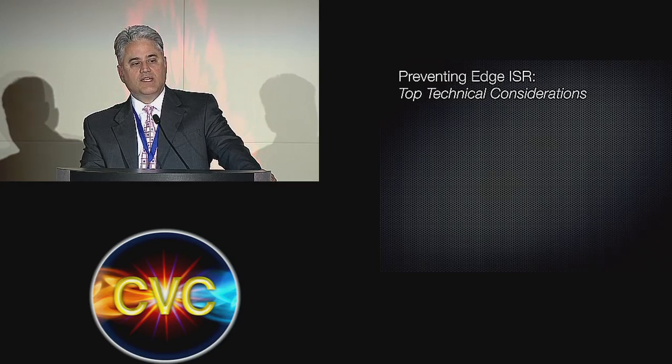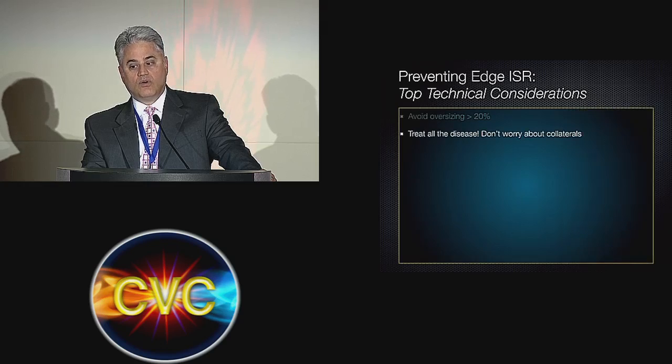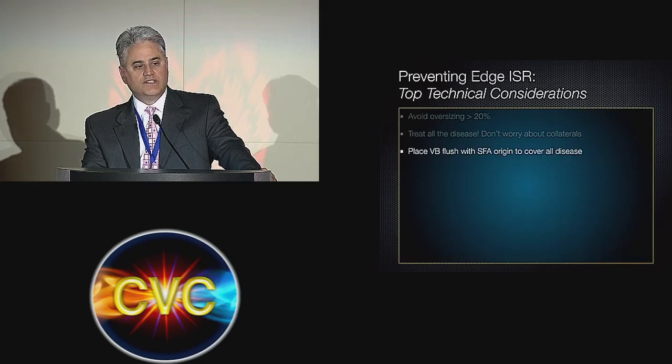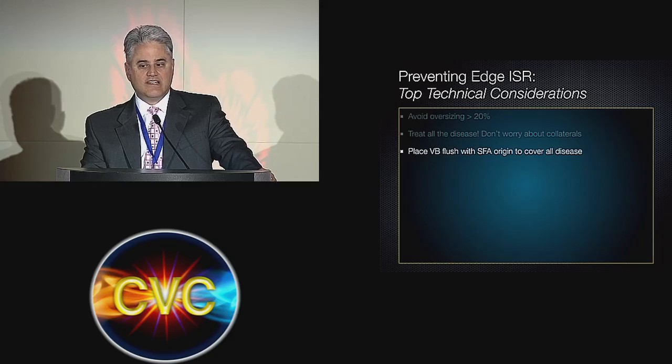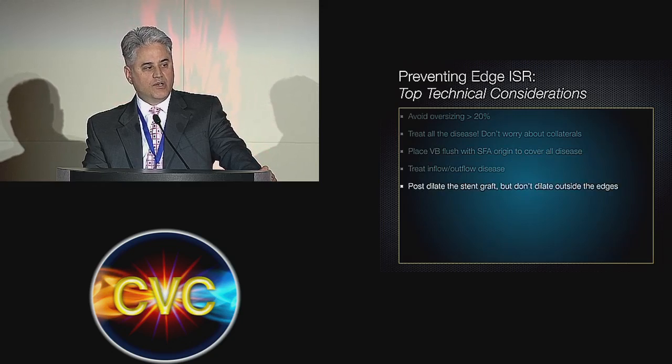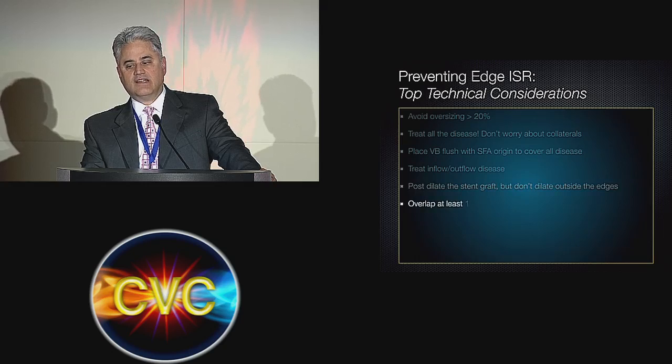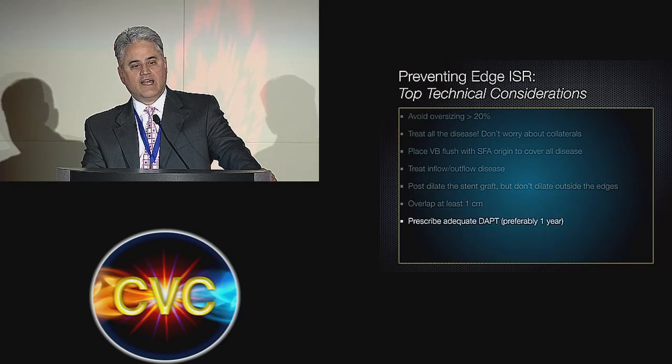There are some important things to consider, though, to try to prevent it in the first place, and that is to avoid oversizing. It's important to treat all the disease and don't fret about every little collateral. If you're going to treat the proximal SFA, extend the stent graft all the way back to the SFA, treat any concomitant inflow and outflow disease. It's important to post-dilate the stent to get good apposition, but be very careful about not dilating outside the edges. Overlap any overlapping stent grafts by at least 1 centimeter.